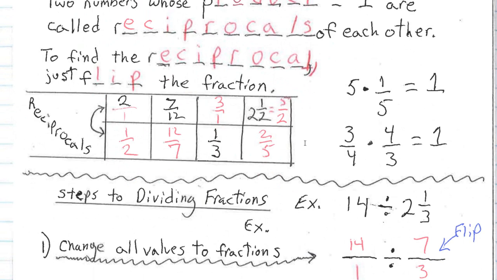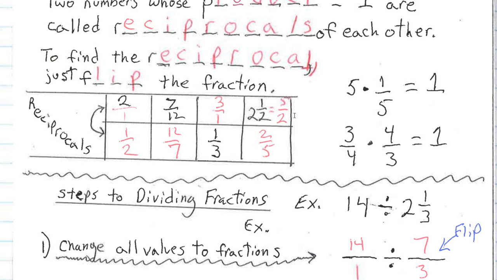First of all, let's take a look at what reciprocals are. If you have 2 over 1, if you just have 2, well, you would put a 1 under it, and if you flip it, it'd be 1/2. That's the reciprocal of 2, 1/2. If you have 7 over 12, just flip it. The reciprocal is just flipping it, 12 over 7. If you have 1/3, the reciprocal is 3 over 1.